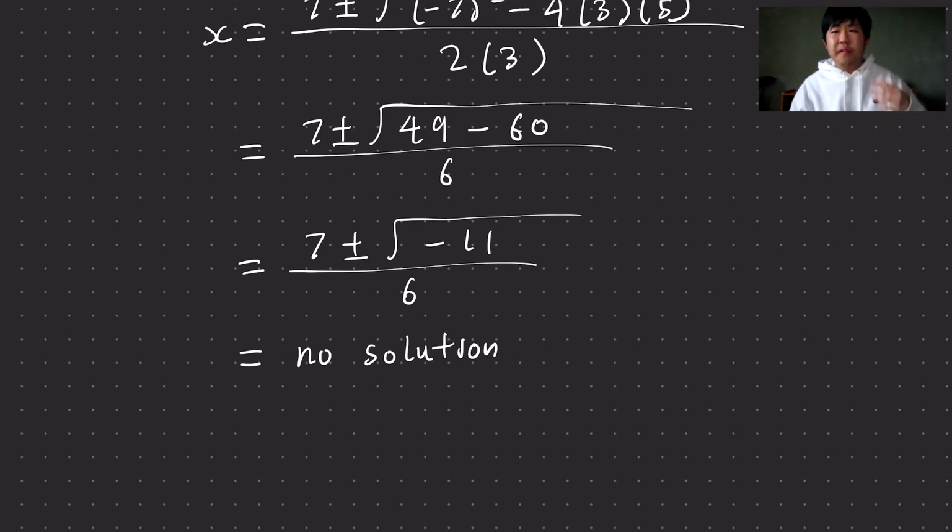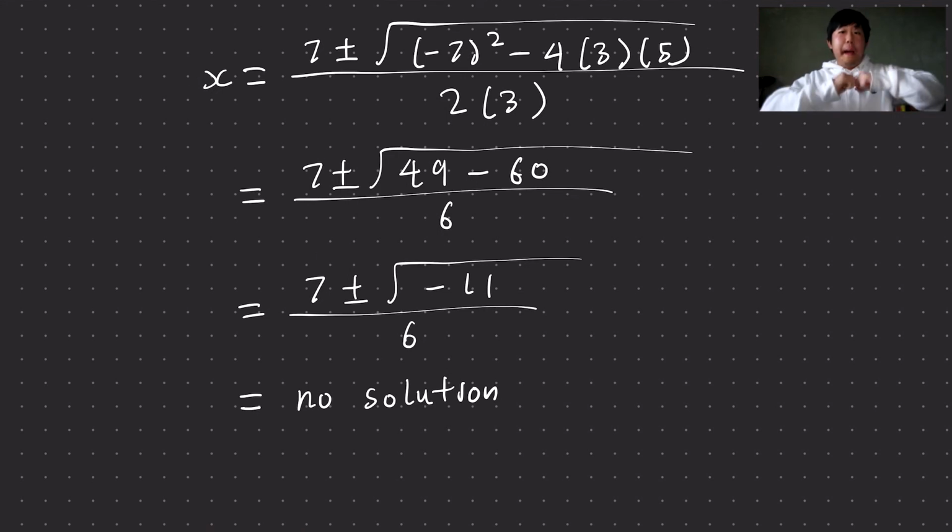But if you get to higher level maths, there's this thing called imaginary numbers. So that's i. However, at this level, you're not going to be needing imaginary numbers. So if you see a minus inside the root, you're always going to write no solution.